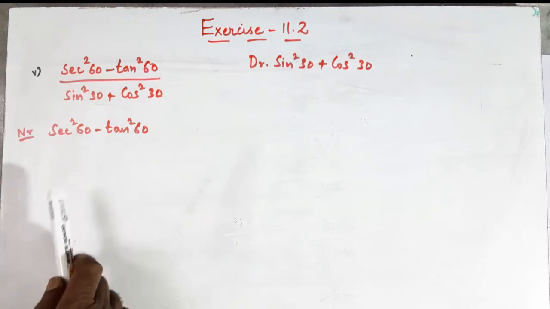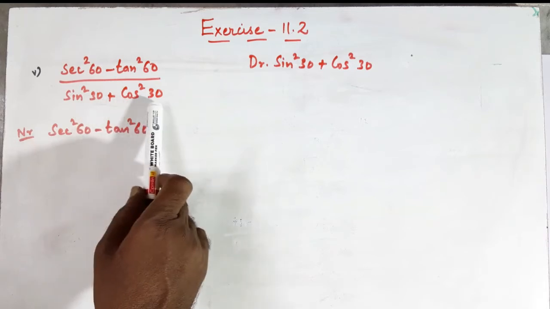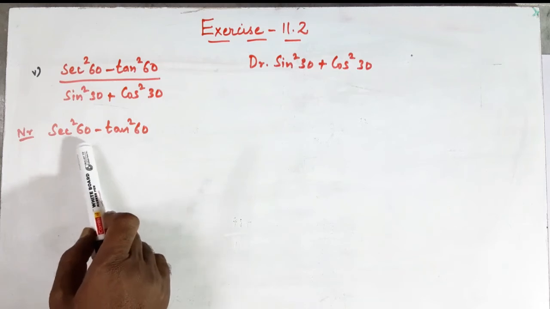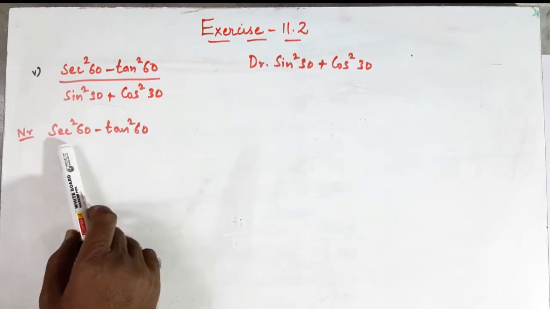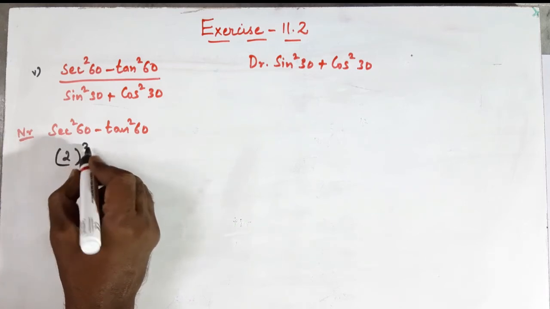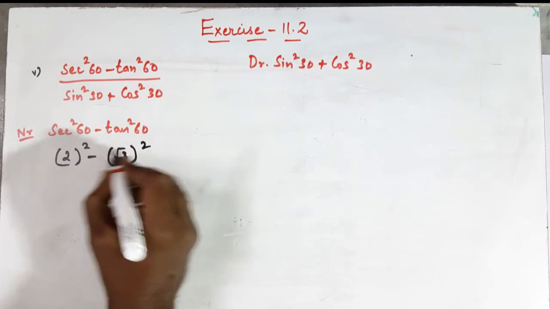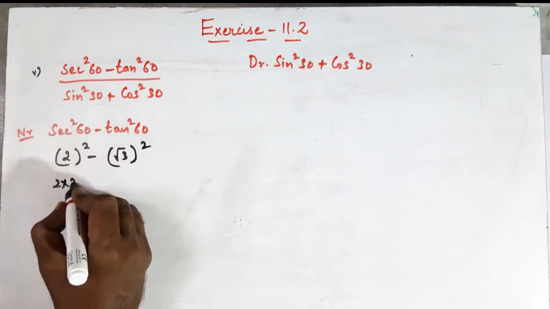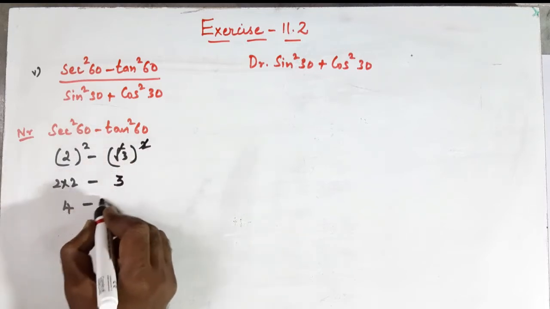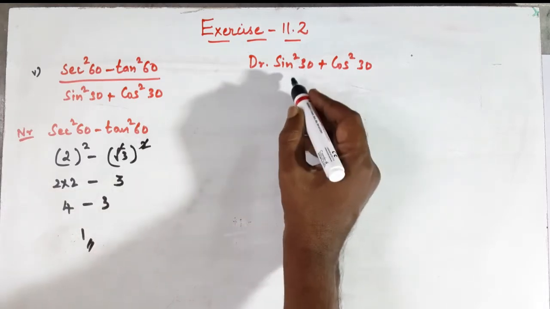Now see, the 5th one is (sec square 60 minus tan square 60) by (sin square 30 plus cos square 30). I am separating the numerator as well as the denominator. First of all, let us find the numerator value. Sec 60 is nothing but 2, whole square. What is tan 60? Root 3, whole square. 2 square is 2 into 2, the square root cancels, so it is 3. 2 square is 4 minus 3. So the numerator is 1.